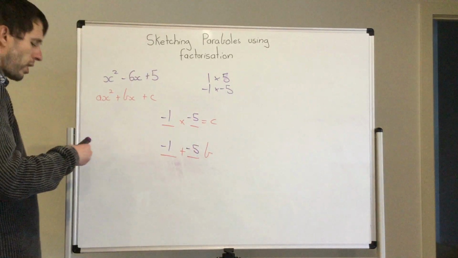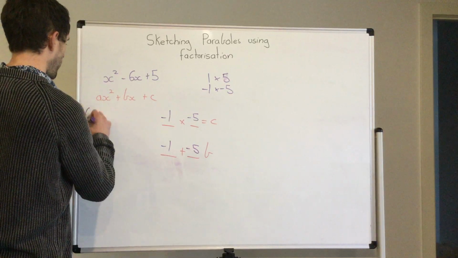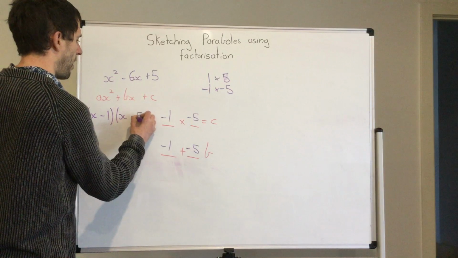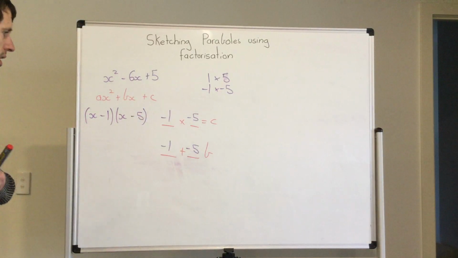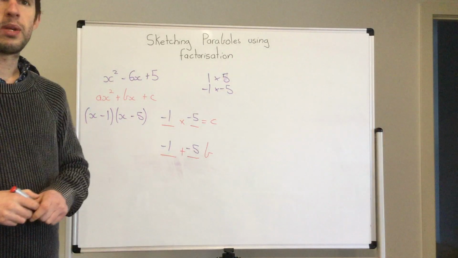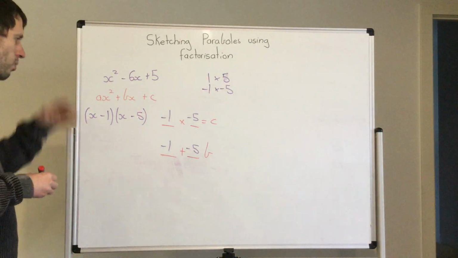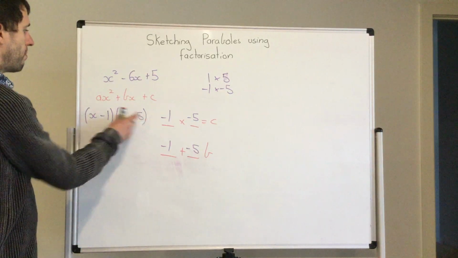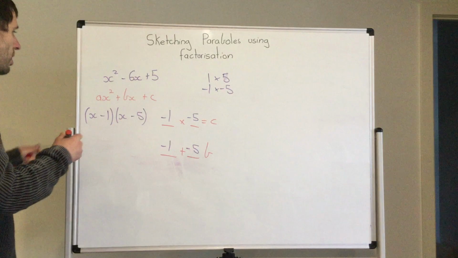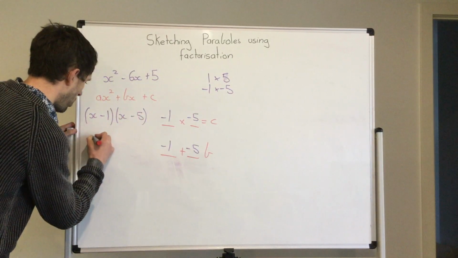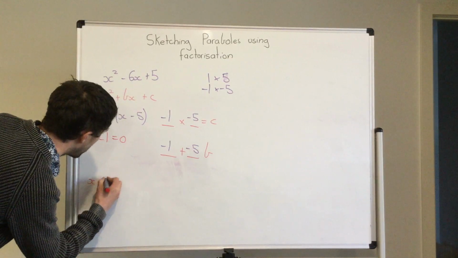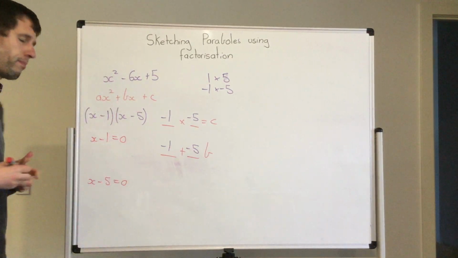So now I can rewrite this in my factorised form. (x take 1)(x take 5). So I've got it in my factorised form now. So the first thing I'm going to be thinking about is what are my x values? Well, to find out each side, we need to make each side turn into 0. So let's work on x take 1 equals 0 and x take 5 equals 0.